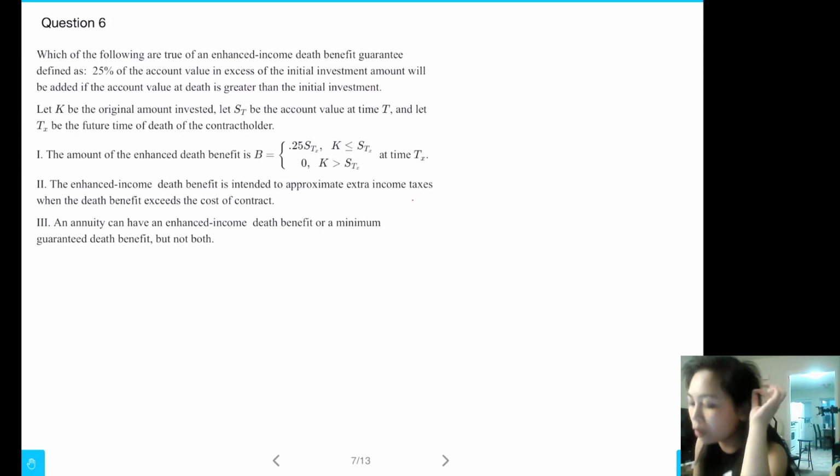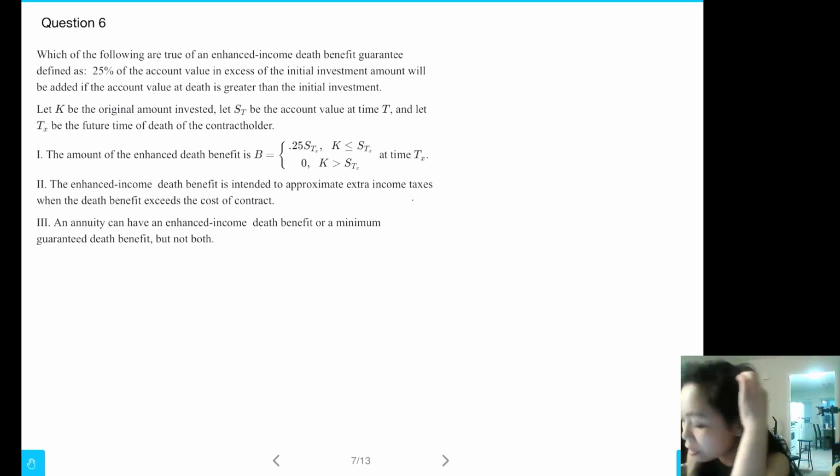Next, which of the following are true of an enhanced income death benefit guarantee, defined as 25% of the account value in excess of the initial investment amount will be added if the account value at death is greater than the initial investment? Let K be the original amount invested, let S_t be the account value at time t, and let t_x be the future time of death of the contract holder. The amount of the enhanced death benefit B is this. Is it correct or not correct?